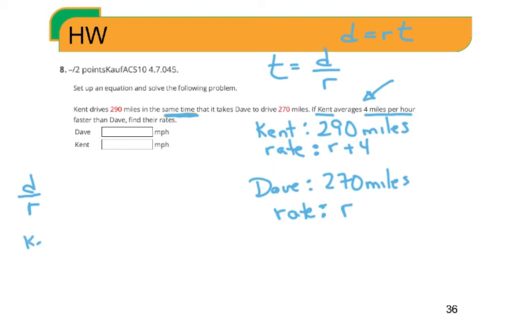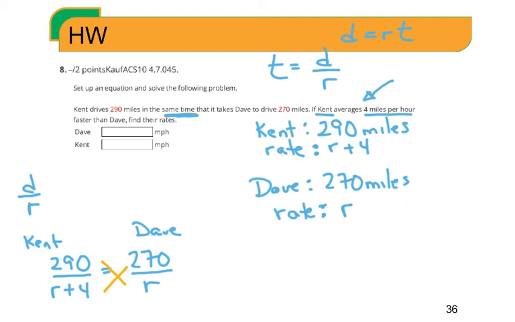So for Kent, I have 290 over R plus 4. And for Dave, I have 270 over R. And you guessed it, we're going to cross multiply. So what do I get? 290R equals R plus 4 times 270. Okay, now we just have to solve this equation.